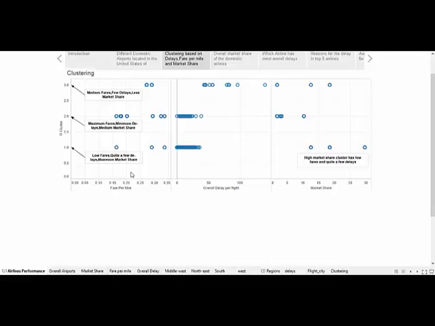Cluster 1 has low fares, quite a few delays, and maximum market share, whereas cluster 2 has maximum fares, minimum delays, and medium market share. Cluster 3 has medium fares, few delays, and less market share. So overall, the high market share cluster has low fares and quite a few delays.